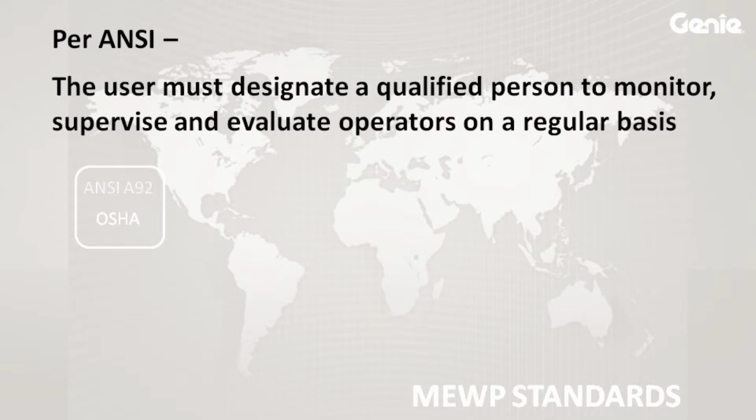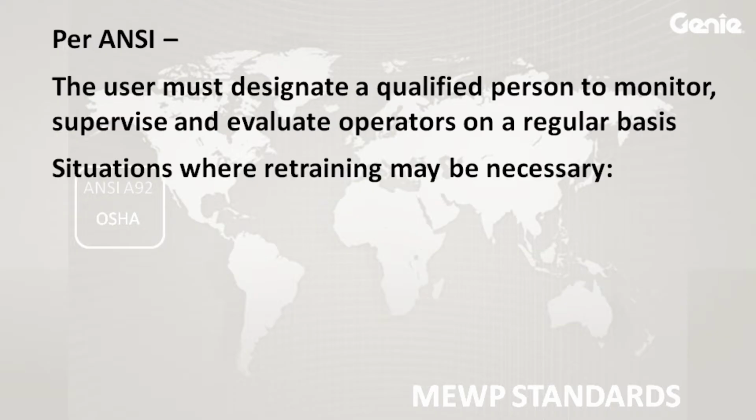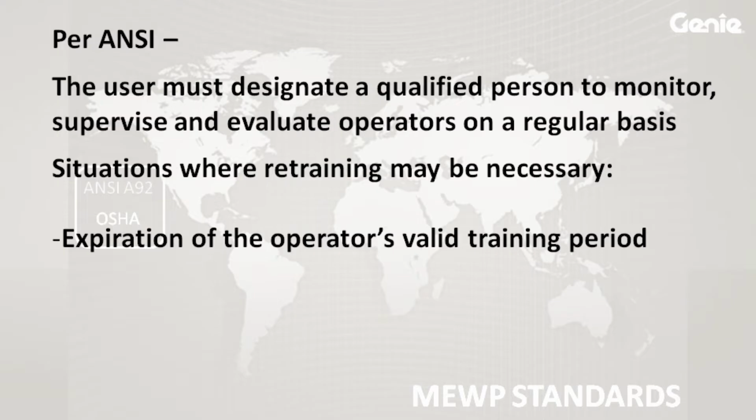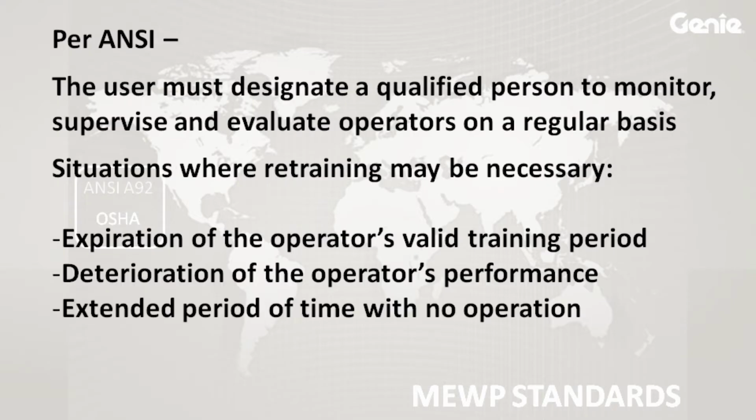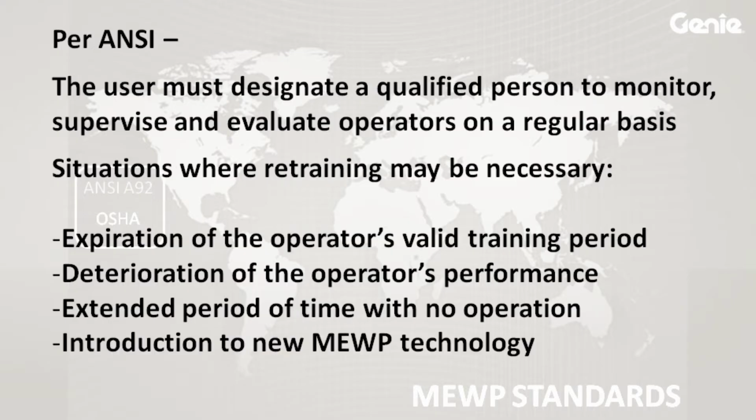Per ANSI A92, the user must designate a qualified person to monitor, supervise, and evaluate operators on a regular basis to ensure their proficiency. Examples of situations when retraining may be necessary include, but are not limited to, expiration of the operator's valid training period as determined by their employer, deterioration of the operator's performance, the operator's extended period of time with no operation of a Mewp, the operator's introduction to new or significantly different Mewp technology, or the operator has been involved in an accident or near-miss incident with the Mewp.